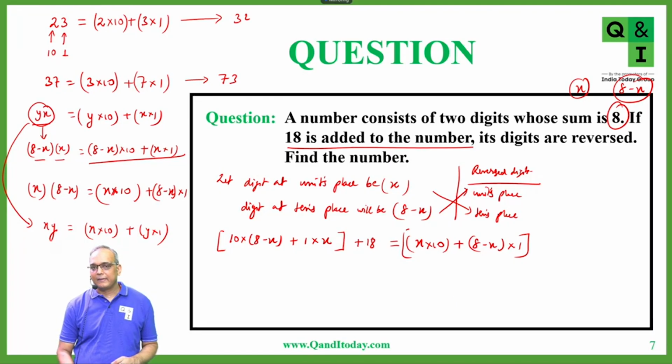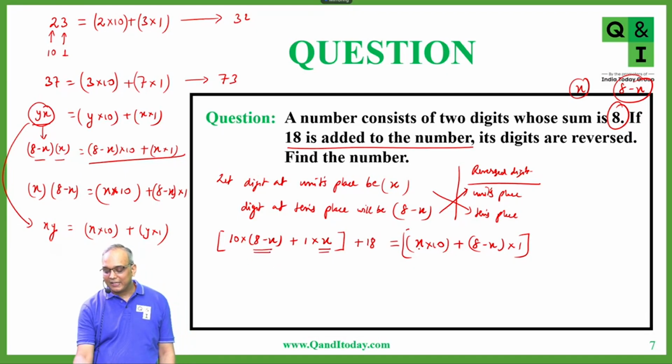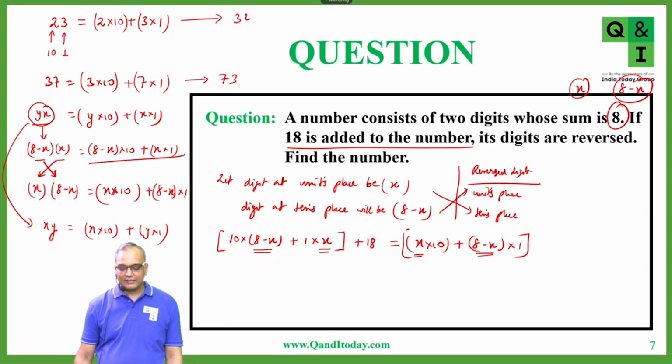I get what you're trying to say, but in the equation you wrote, did you reverse it? I have reversed it. See, 10 times 8 minus x: 8 minus x was at tens place and x was at units place. Now, after reversing, x comes to the tens place and 8 minus x goes to the units place. I have reversed it. Okay, this is here and this is here.